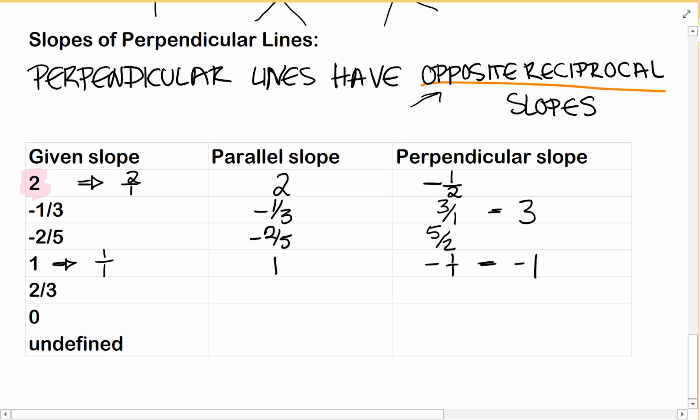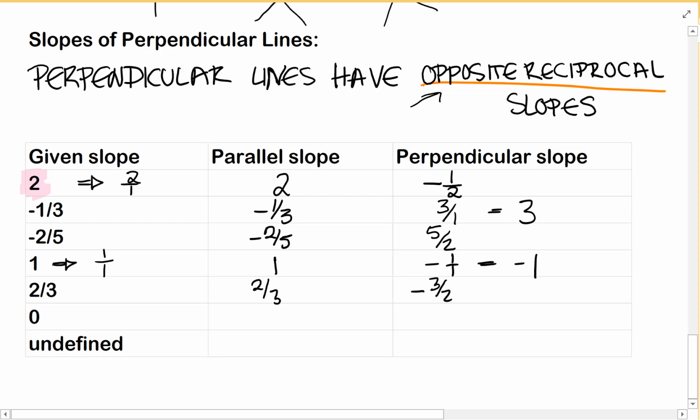The given slope is 2/3. What is the parallel slope? It's the same. Parallel lines have the same slope. The perpendicular slope is the opposite reciprocal. We need to change the sign. It's positive here, so make it negative. And reciprocal, we need to flip the fraction.